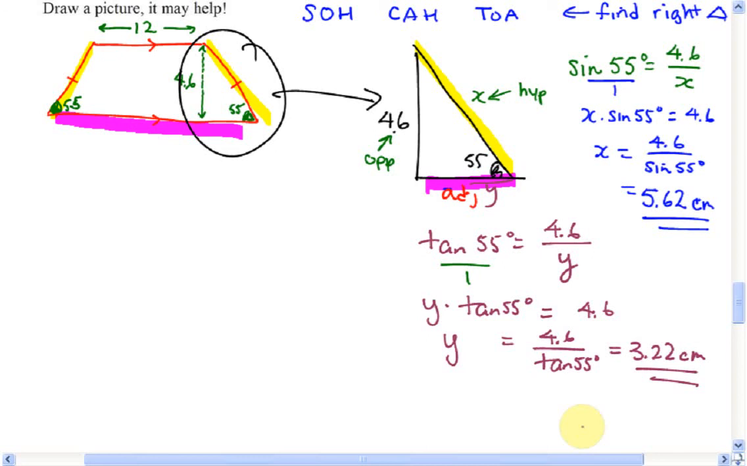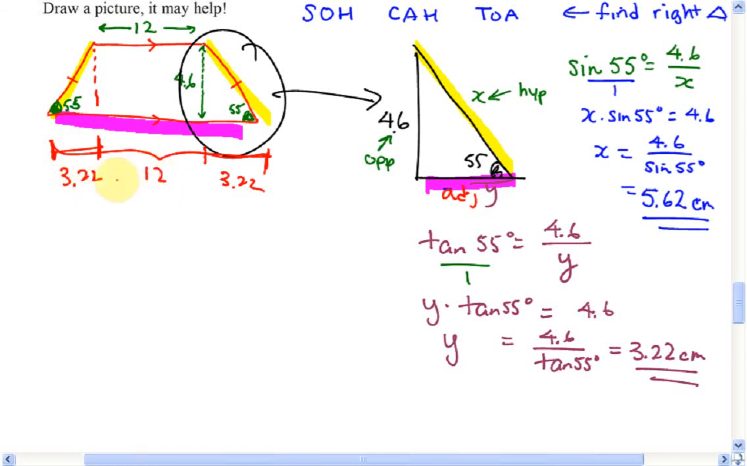Now, can someone tell me how I should find the perimeter then? Well, we know that the yellow side is now 5.62. What's that big long piece in purple in my isosceles trapezoid? What is the length of this whole thing going to be equal to? Well, what's this little piece from here to here? 3.22, good. Now, what about if I cut this in half here? What's this part from here to here? That's also 3.22.